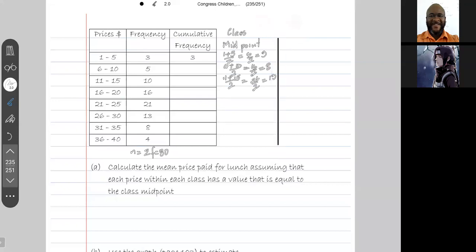again, because by the third one, you should notice that it's going up by a fixed amount. In this case, the fixed amount it's going up by is 5. So next we have 18, then 23, then 28, then 32, then 37. That's the class midpoint. Next, I need fx, which is frequency times class midpoint.